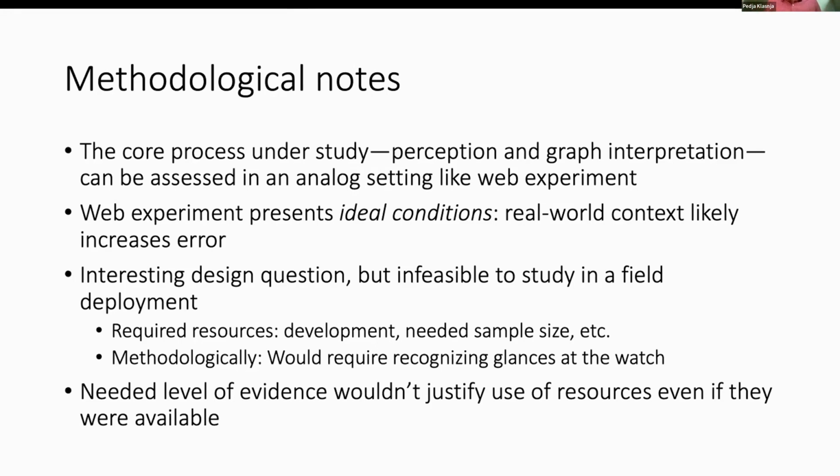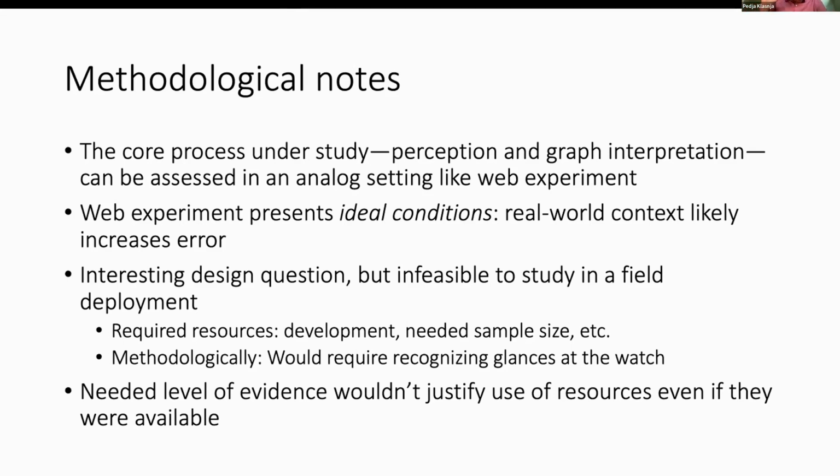And finally, doing this in the real world would be infeasible for a number of reasons. One is that it would require a lot of resources, both development resources, because you would need to build all of these kinds of variations of the smartwatch. The sample size would be huge, right? And so on. And there would even be some methodological issues here: you wouldn't be able to tell with a high level of accuracy when someone is glancing at the watch, which is what you would need to be able to do to give someone an EMA to answer these questions, right?